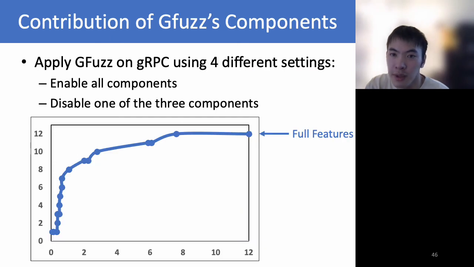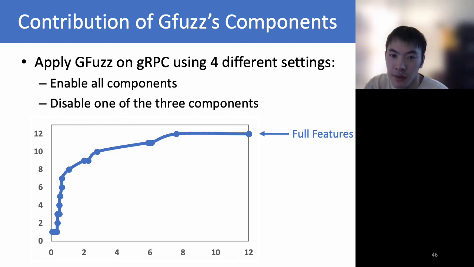To understand the merits of each GFAS component, we run GFAS on gRPC for 12 hours using 4 different settings. One setting is the full-featured version of GFAS. The other 3 disable one component of GFAS. The figure shows how the number of detected bugs changes over the execution time. The X-axis is the execution time, and the Y-axis is the number of unique bugs.